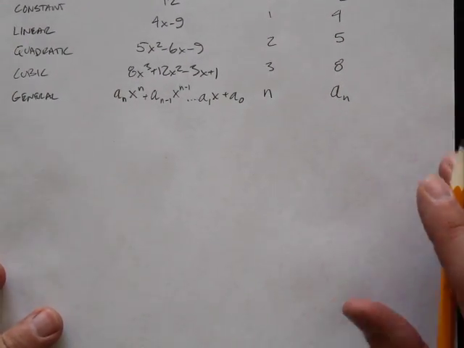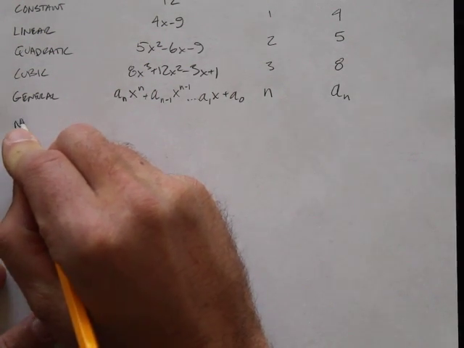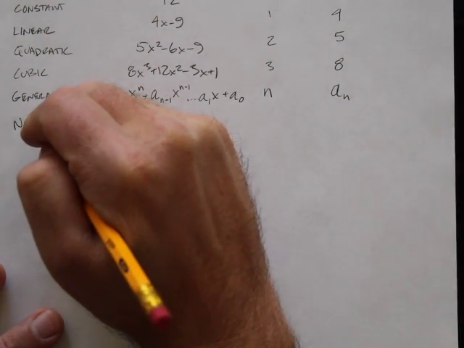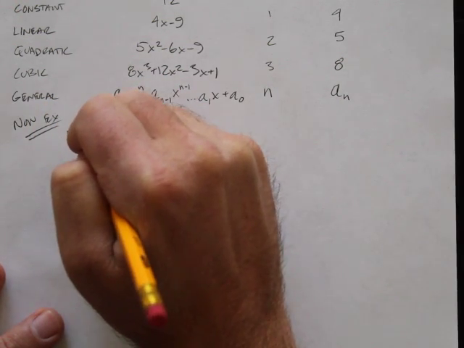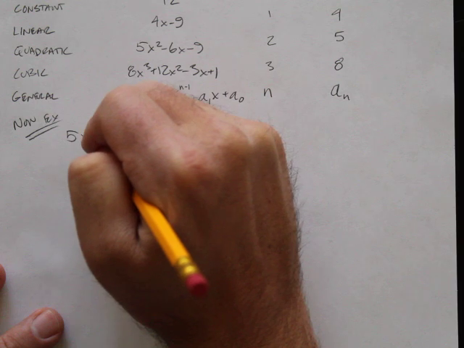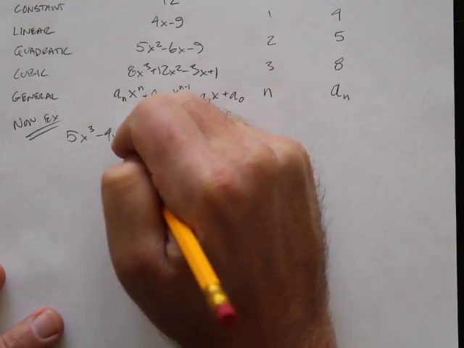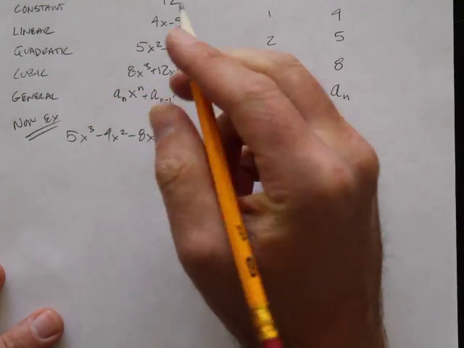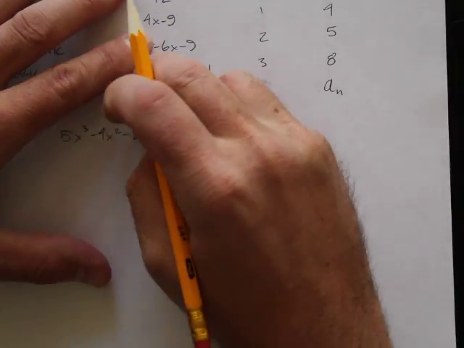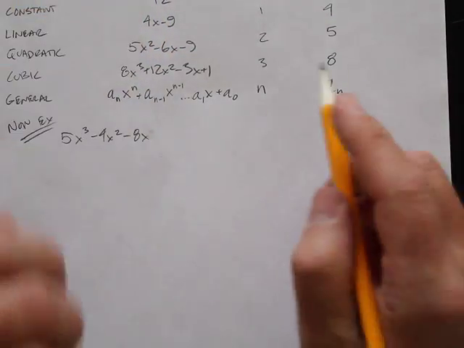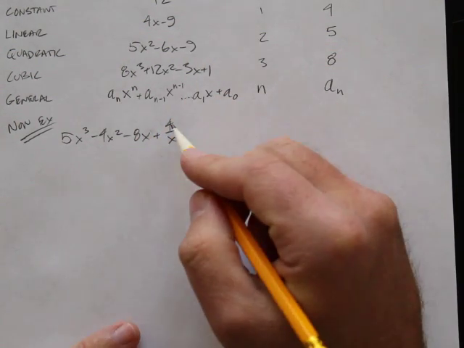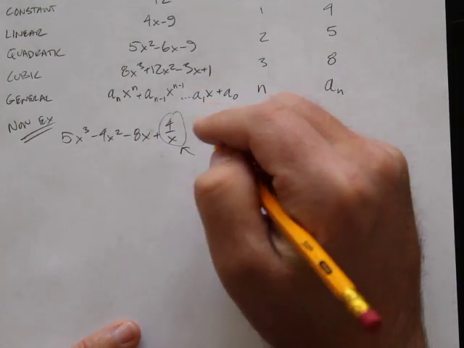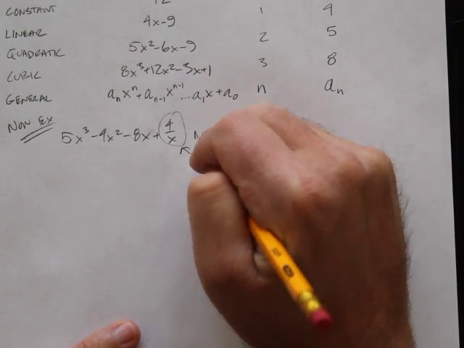All right, so here's a non-example. We just have one of these. This is not a polynomial. 5x cubed minus 4x squared minus 8x, plus 4 over x. This is your problem right here. Not a polynomial.